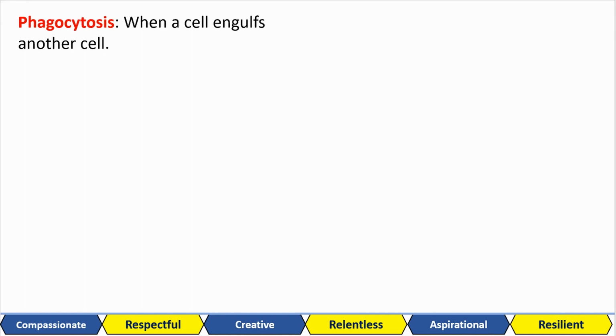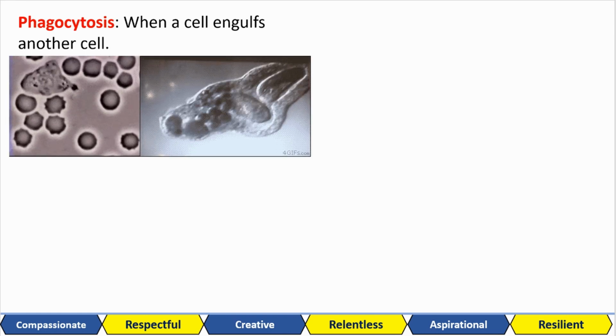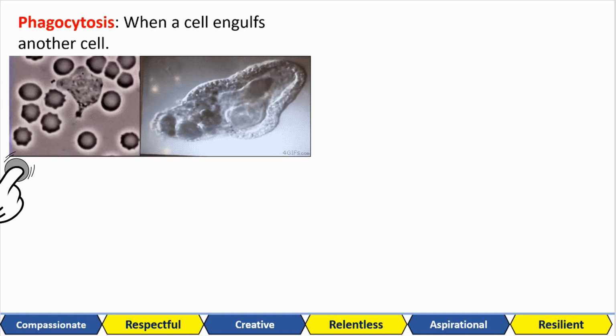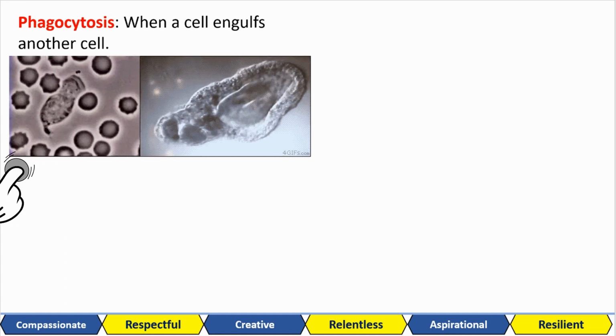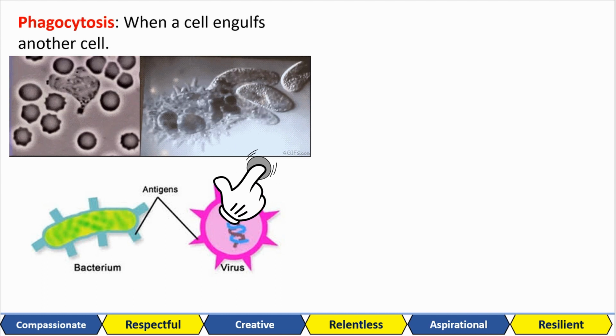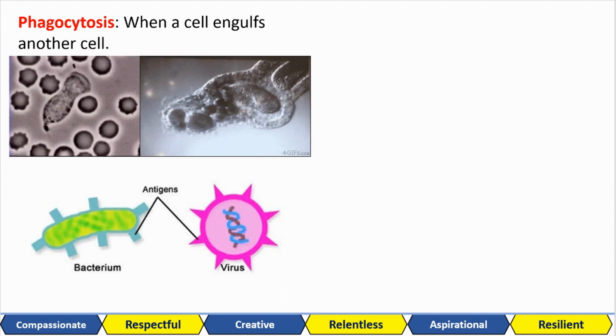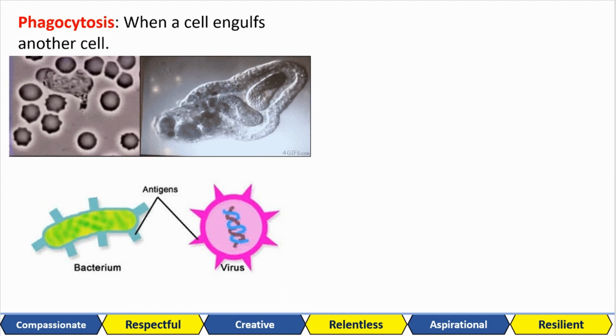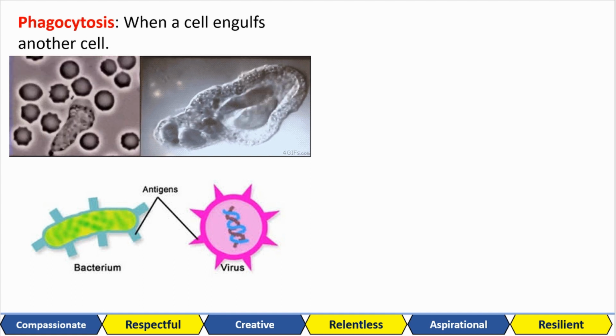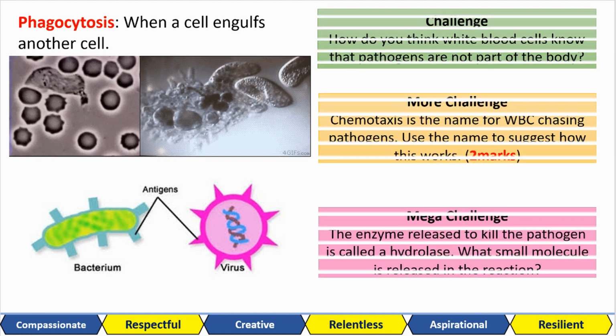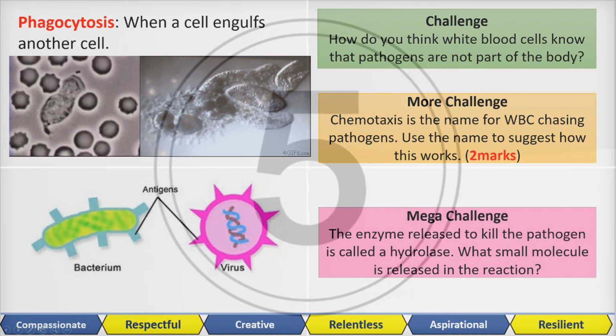Phagocytosis is technically when a cell engulfs another cell, but you can just apply this solely to white blood cells. The GIF on the left shows a white blood cell chasing around the pathogen, and the one on the right shows an amoeba having a snack. The bottom picture shows a bacterium and a virus, and look very carefully at the labels. Have a go at these challenge questions.